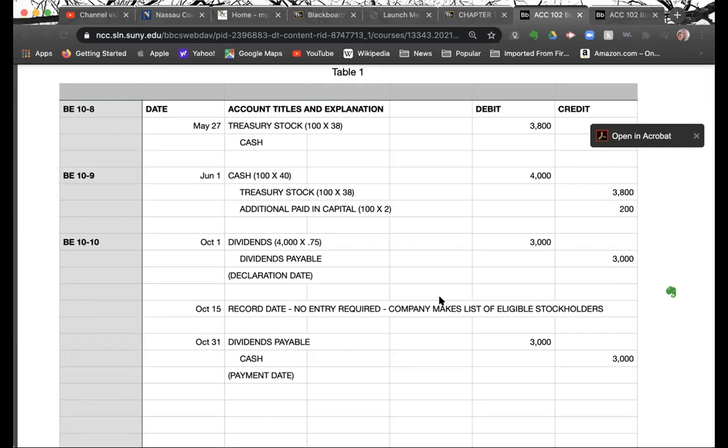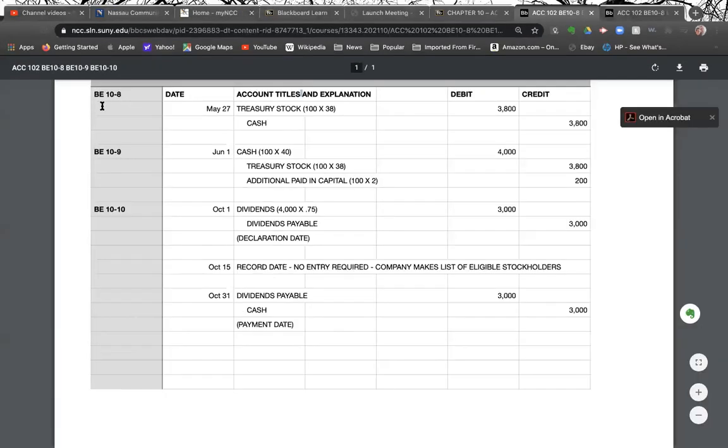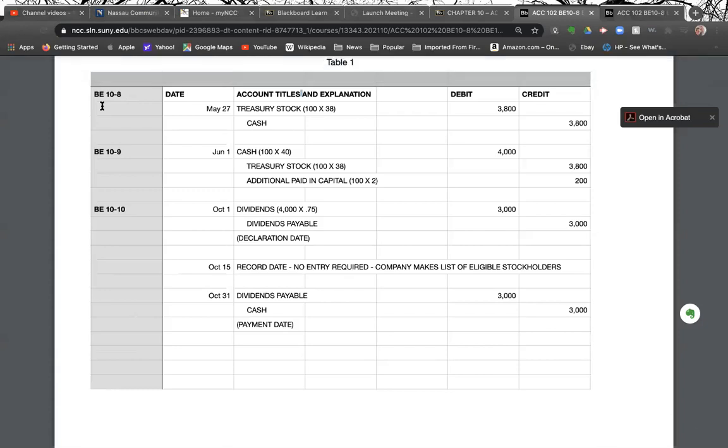On March 15th, American Eagle declares a quarterly cash dip. No, wrong one, sorry. Brief exercise 8, which is on page 523. California Surf Clothing Company issues 1,000 shares of $1 par value common stock at $35 a share. Later in the year, the company decides to purchase 100 shares at a cost of $38 a share. Record the purchase of the treasury stock.